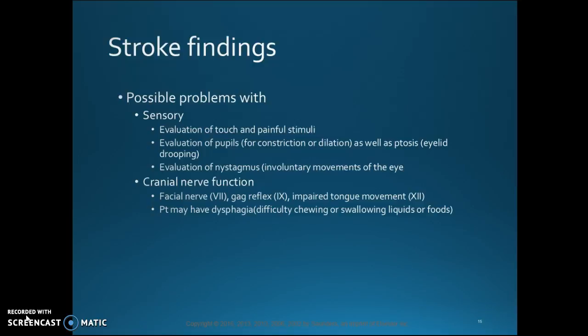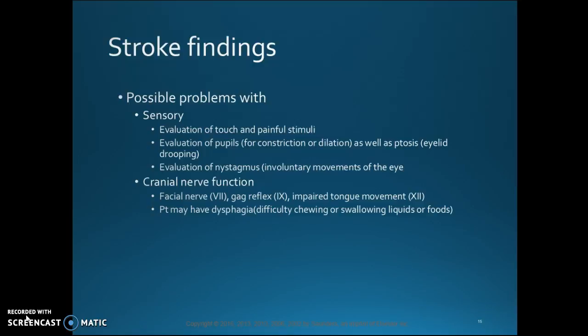We're going to evaluate their pupils for constriction or dilation, as well as ptosis, that's eyelid drooping. So looking at the pupils for PERLA. Sometimes a patient's pupil will be quite dilated, and you'll hear clinicians say they've blown their pupil. And then, if it's overly constricted, we know we've got something going on. Evaluation of nystagmus, which is involuntary eye movements.